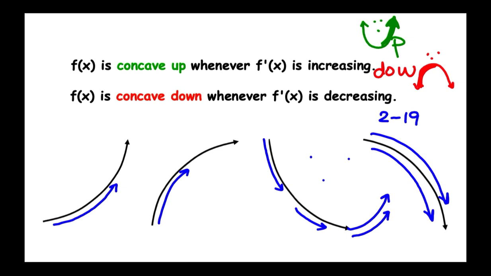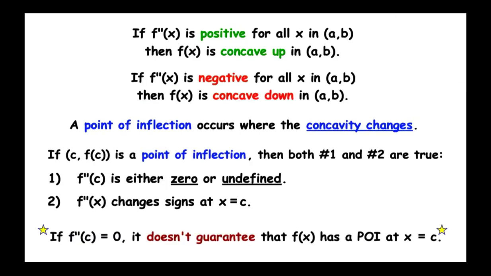Now for some more mathematical inferences. f double prime of x, of course, is the way to say the second derivative. If the second derivative is positive, it means that you're concave up. Okay, so you're going to look like this. If the second derivative is negative, you're going to be concave down like this, down like a frown.